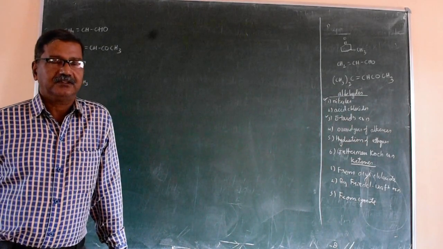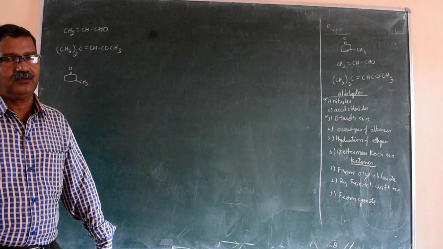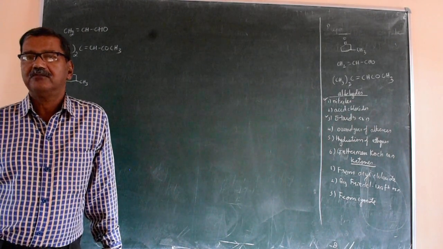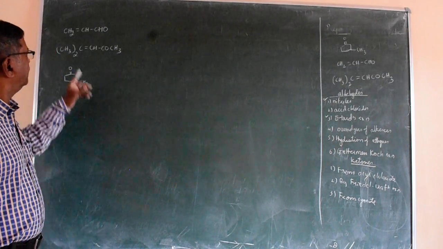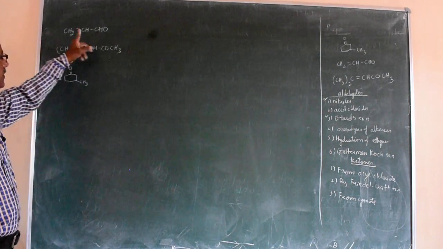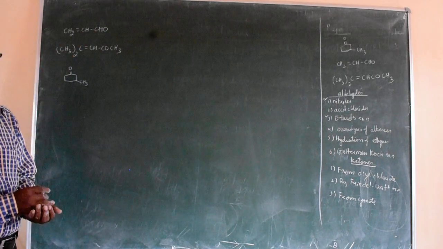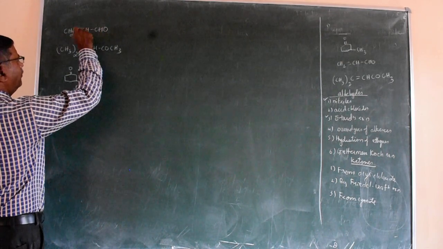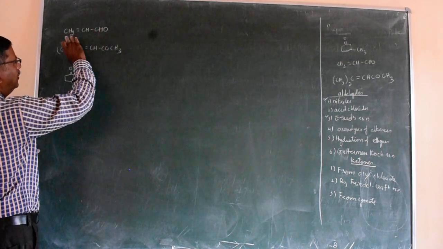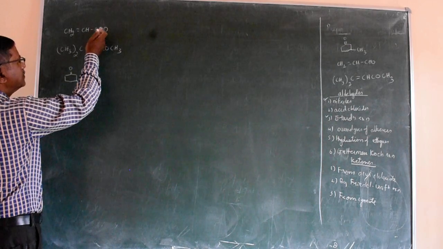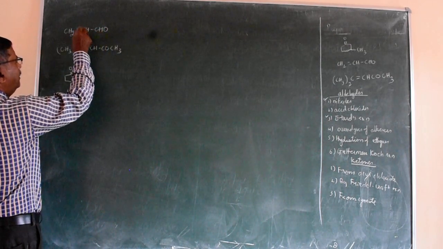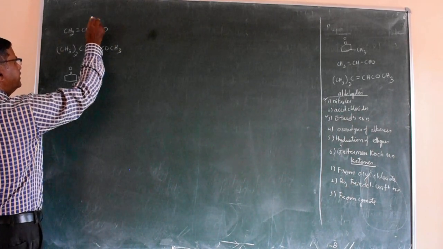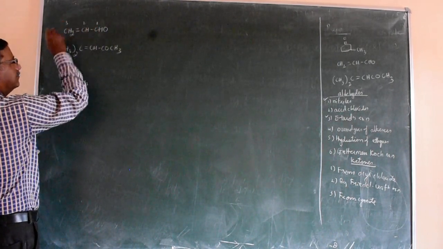Well, students, in yesterday's class I gave homework to write the IUPAC name of acrolein and acetyl oxide. So this is acrolein, CH2=CH-CHO. You have to number the carbon from the end. Which end? From the right end, because we have a functional group and a double bond. Preference goes to the functional group, that's CHO, 1, 2, 3.